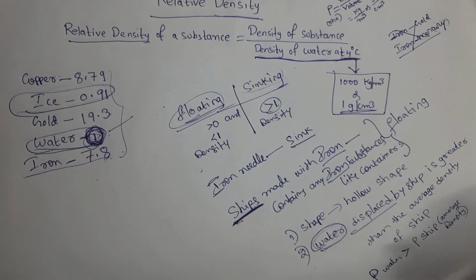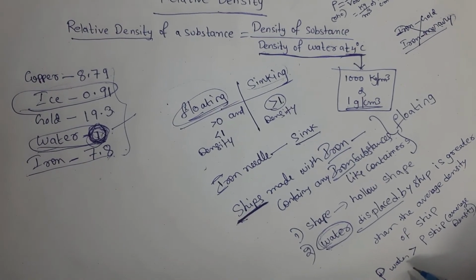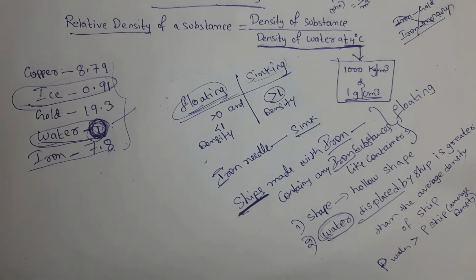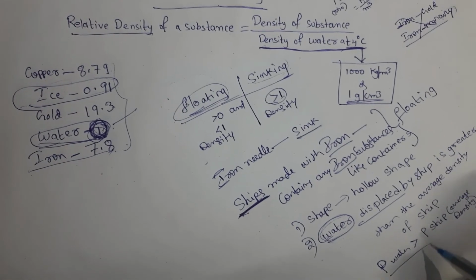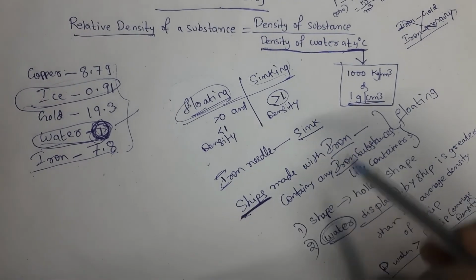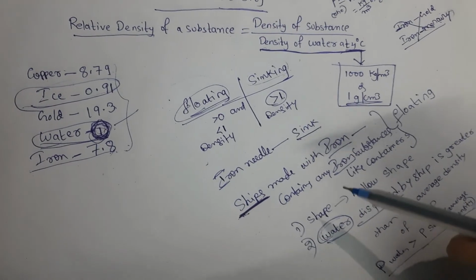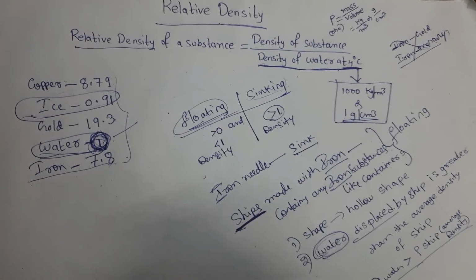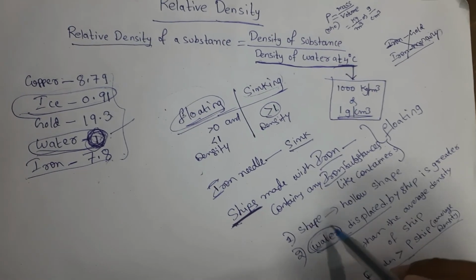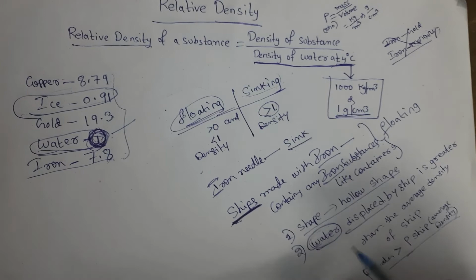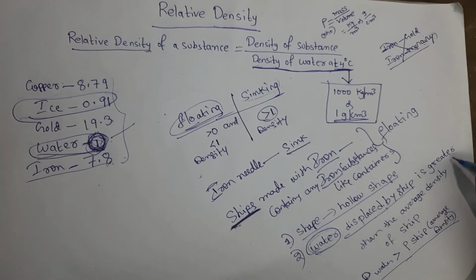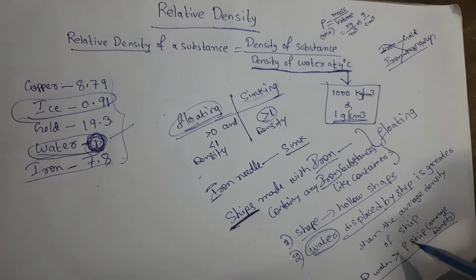So obviously if the density of water is greater, then the substance will float on water. That is why ships made with iron or any metal whose relative density is more than water will not sink, majorly because they are hollow in shape. The water displaced by the ship will be greater than the average density of the ship.